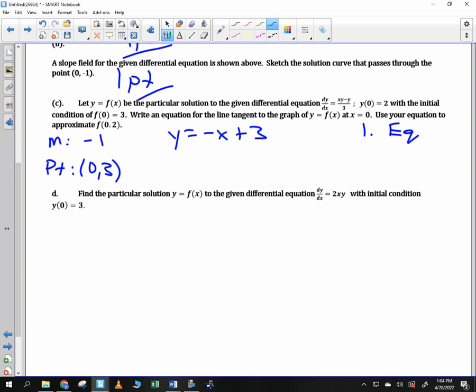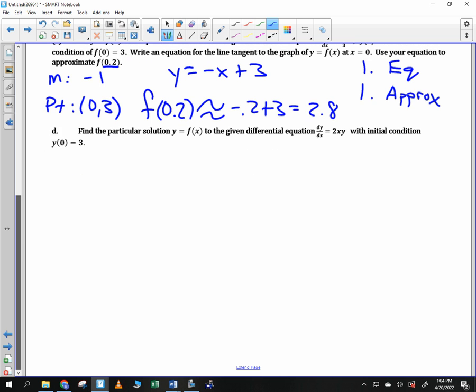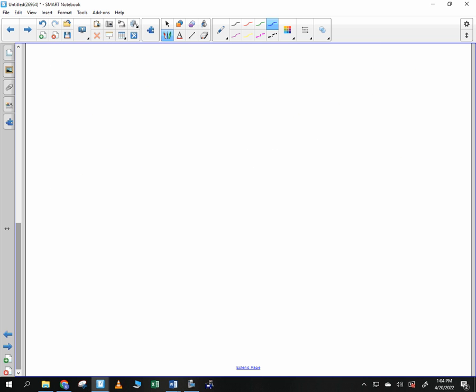And then when you want to do the approximation, so we would say that, and this is the proper notation, I didn't use this before, but please pay attention, f of 0.2 is approximately equal to, and what we do is we plug in a 0.2, right? So -0.2 plus 3, which is 2.8. So 2.8 is your approximation. And our last part.